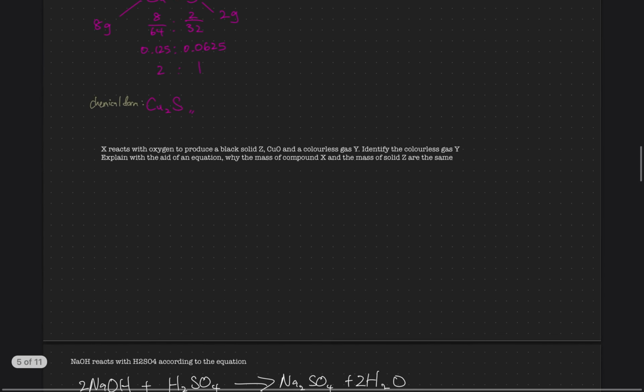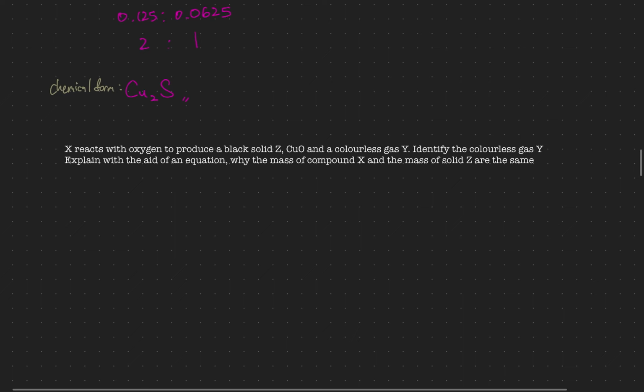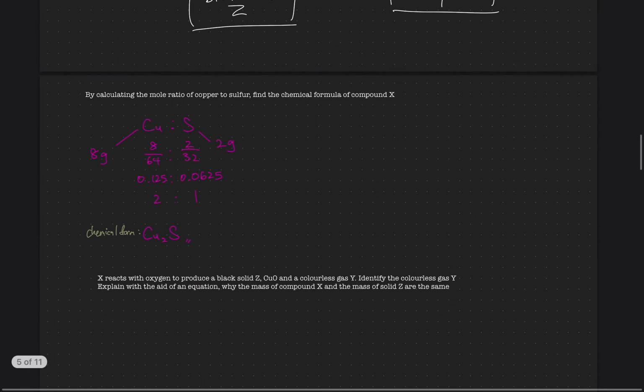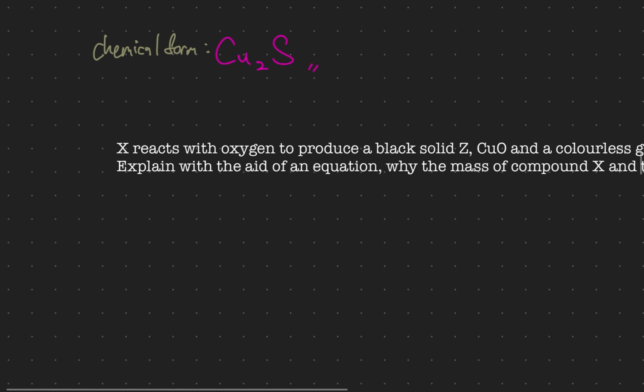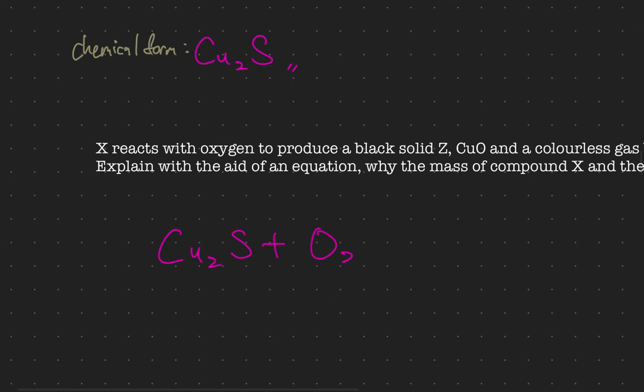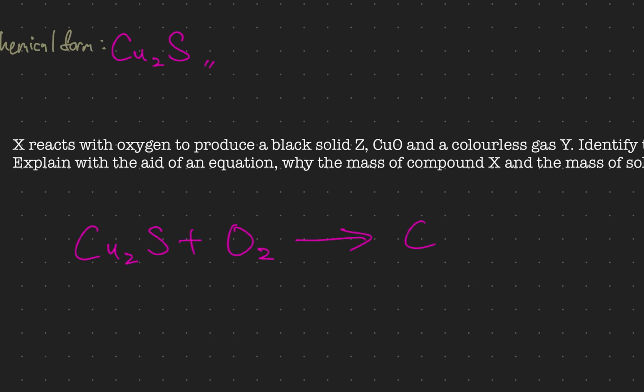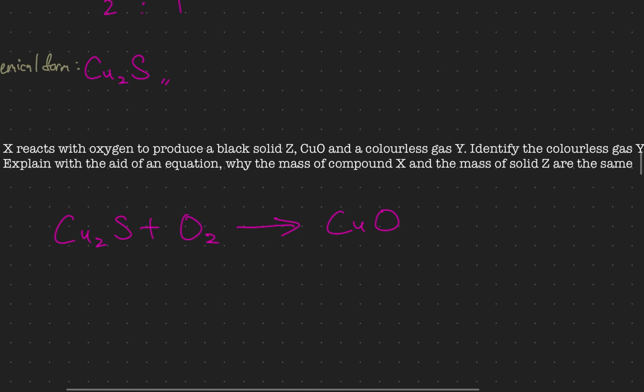Alright. Next question. X reacts with oxygen to produce a black solid Z, which is copper oxide, and a colorless gas Y. Identify the colorless gas Y. So X, as we know, is Cu2S. And it reacts with oxygen to produce a black solid, which is copper oxide, and a colorless gas, which is Y, which we don't know yet.